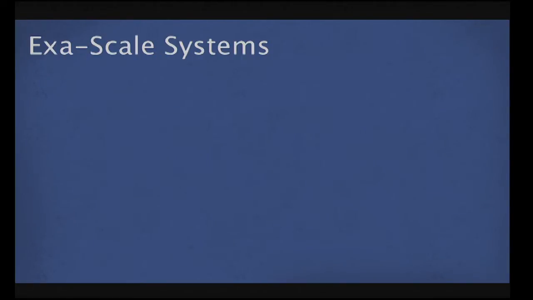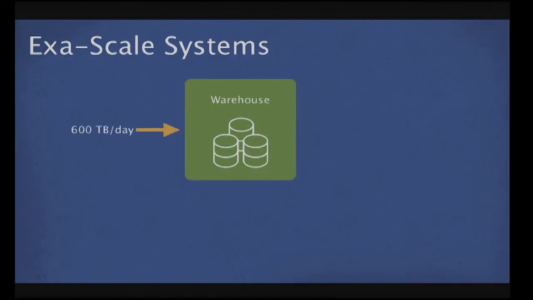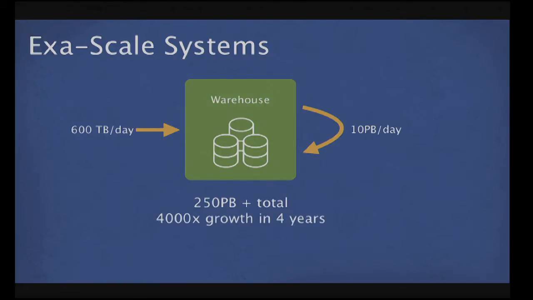Just to give a sense of the scale of what I'm talking about here, on any given day, around 600 terabytes, and these are public figures as of a few months back, 600 terabytes a day of new data ending up in the warehouse. On any given day, we process 10 petabytes of data. And the total size of this warehouse in the aggregate, at this point, is about 250 petabytes. And it's growing rapidly. At this pace, at some point soon, we'll reach an exabyte. So it's truly an exa-scale system.